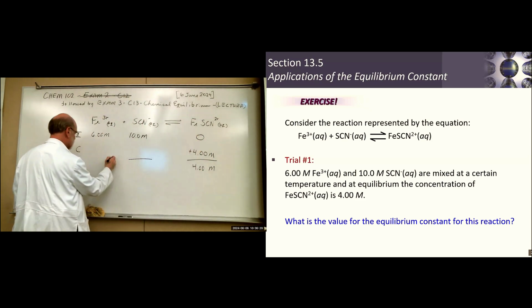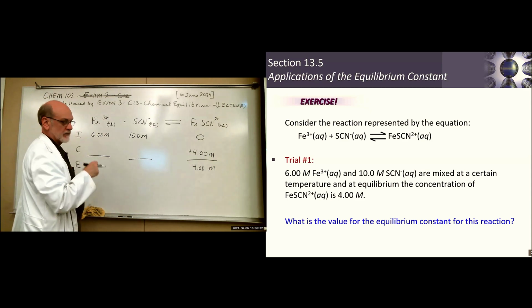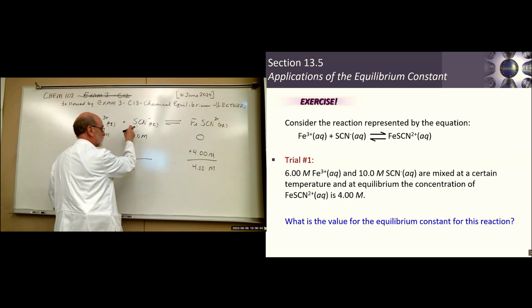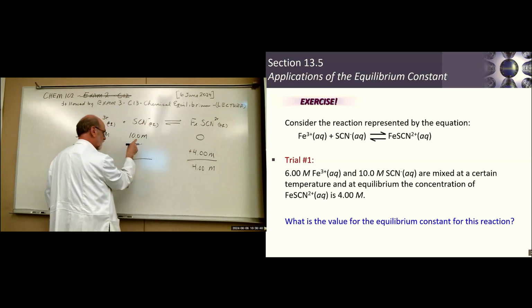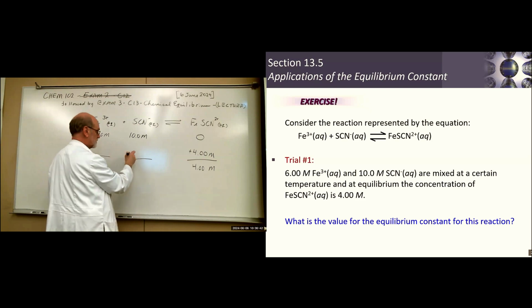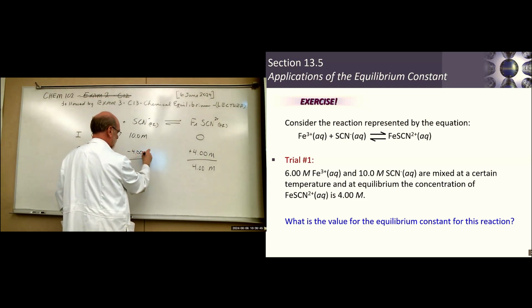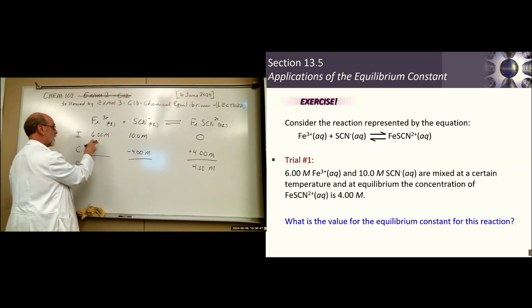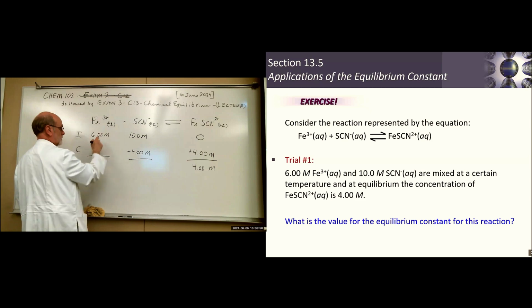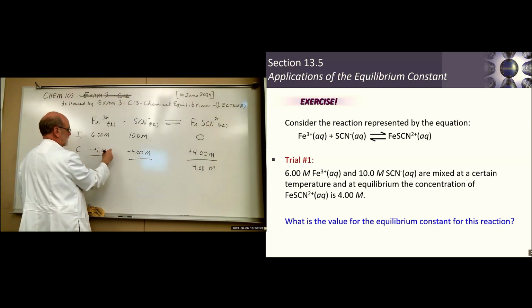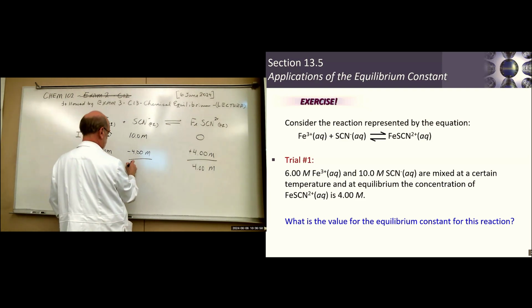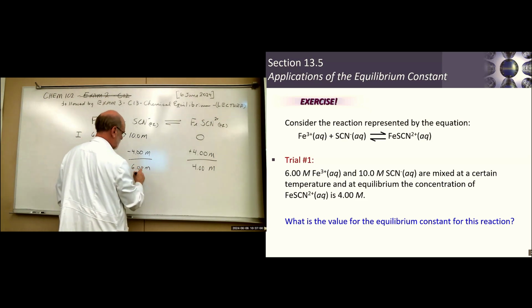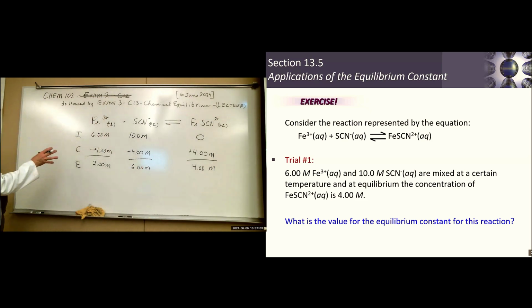Okay. What kind of change did we get here? Well, look at the stoichiometry. It's 1 to 1 to 1. So if we got 4 molar there, we had to lose 4 molar here. Correct? 1 to 1. We also had to lose 4 molar here because they're 1 to 1. Now at equilibrium, we should have 2 molar here, and we should have 6 molar here. So now that we know the equilibrium concentrations, we can calculate the KEQ.